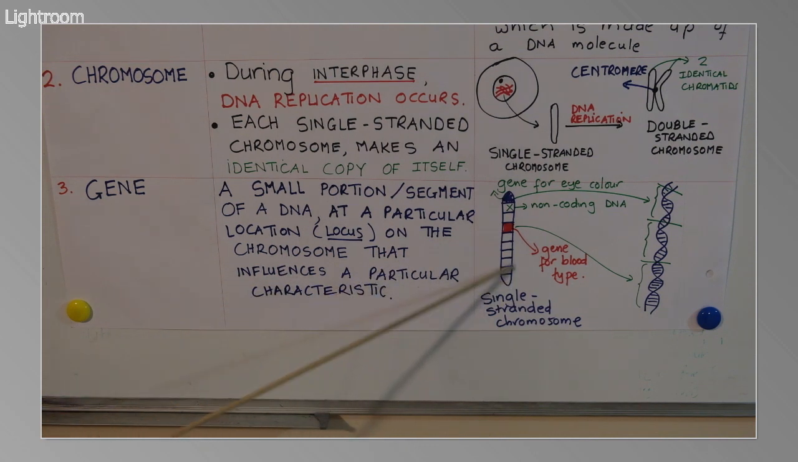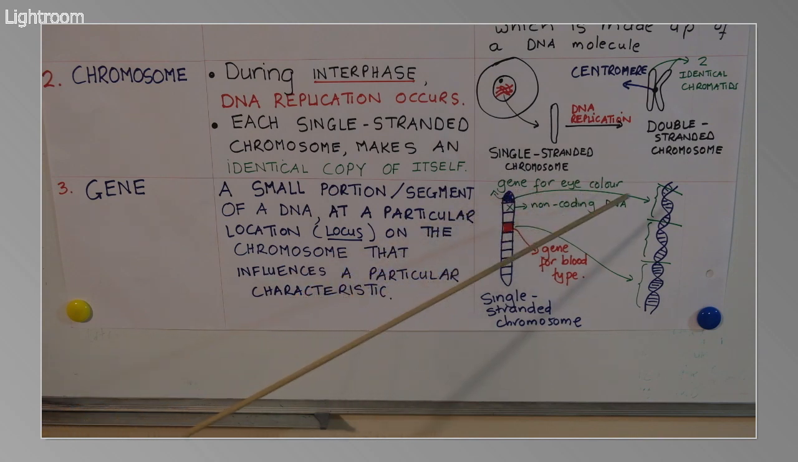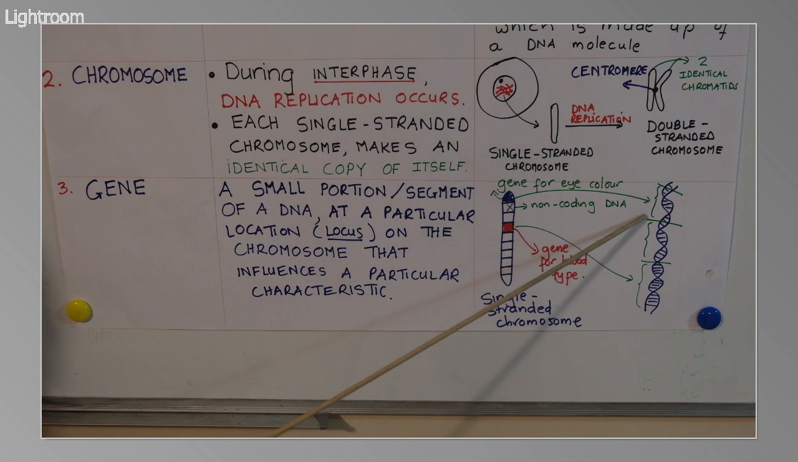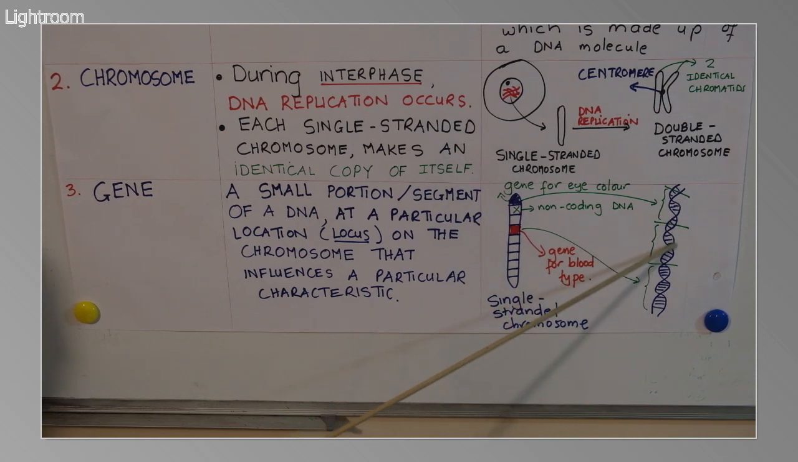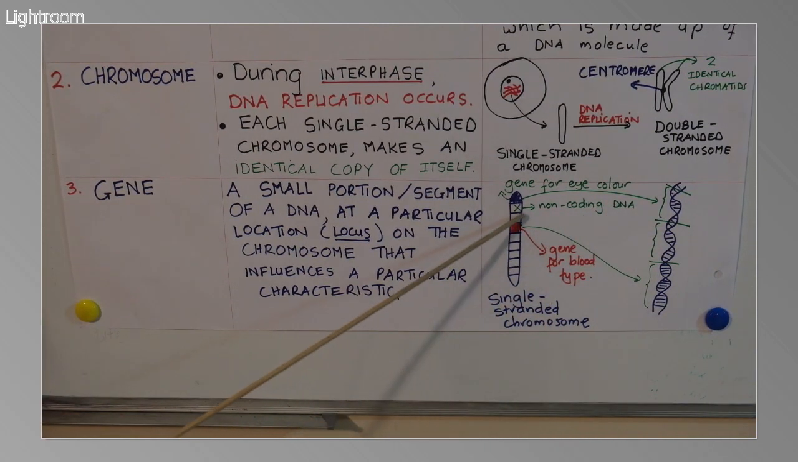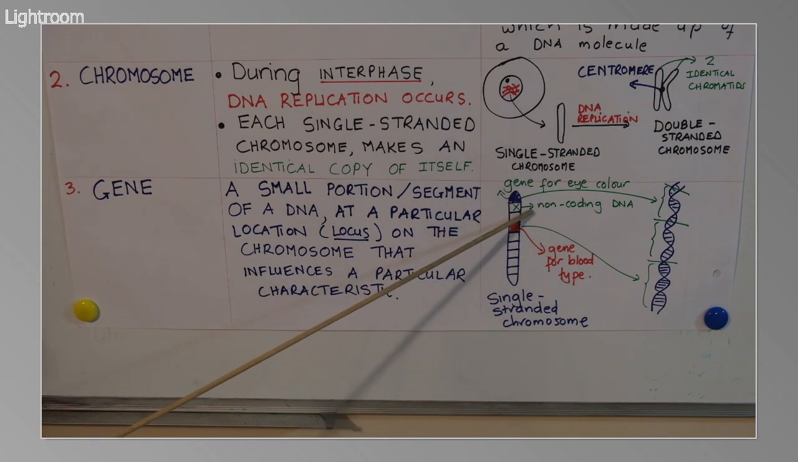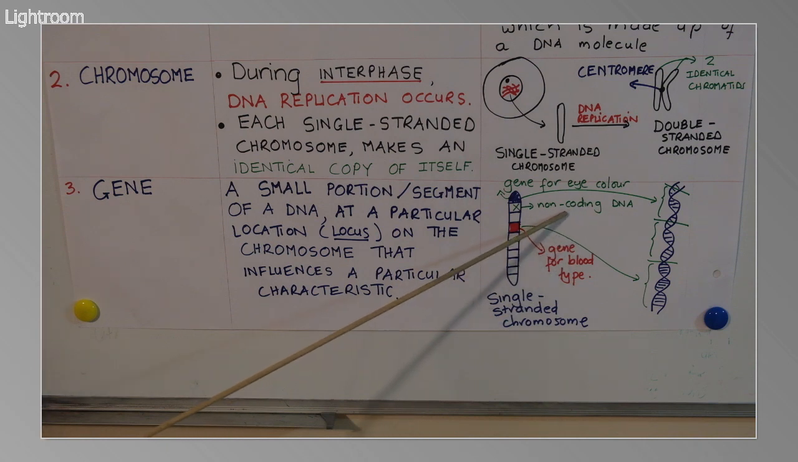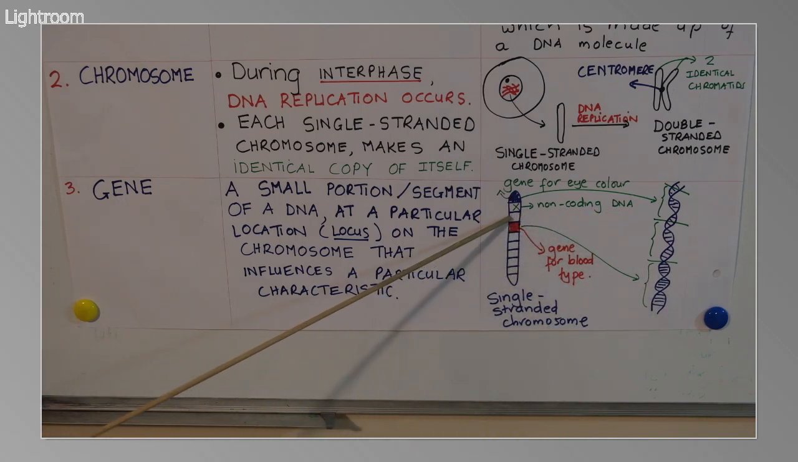For example, if this represents a single-stranded chromosome, and this is the gene which codes for eye color, what is it really made up of? It's made up of a segment of a DNA molecule. This is the DNA molecule which I have drawn so that it is stretched out. Then the next segment of the DNA molecule could be this piece here, and it does not code for any characteristic. Therefore, we cannot call it a gene, we call it non-coding DNA. The next segment could represent this gene, which could code, for example, the shape of the ear.